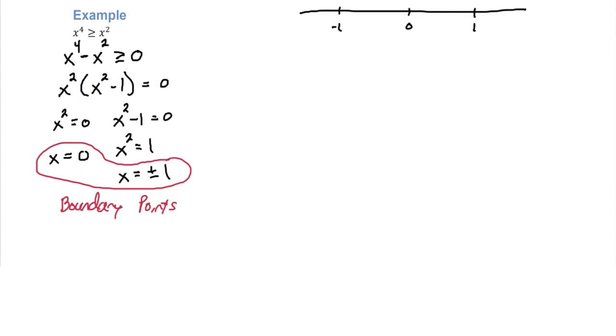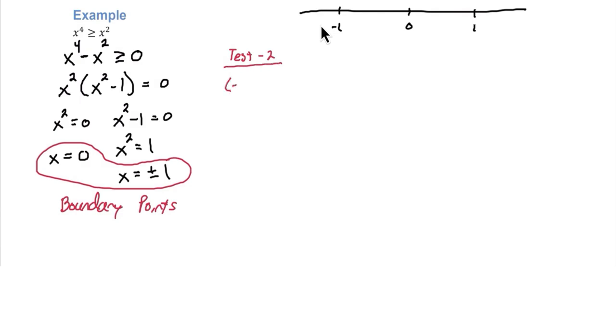Notice that in this example, the boundary points break up the number line into 4 separate intervals. We want to choose a test point in each interval and test it in the original inequality and see if it's a true or a false statement. We're looking for the true intervals. So in the first interval on the left, we'll choose, say, -2. So let's test -2.